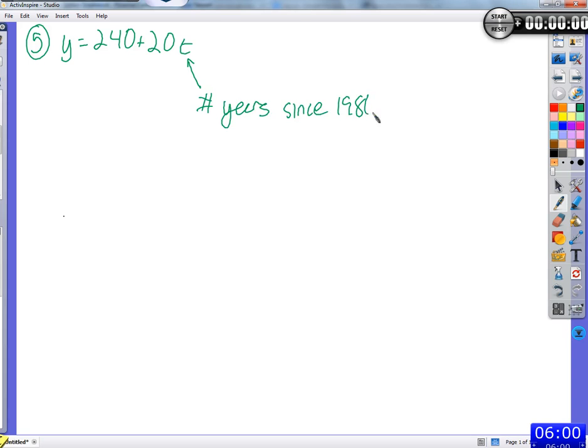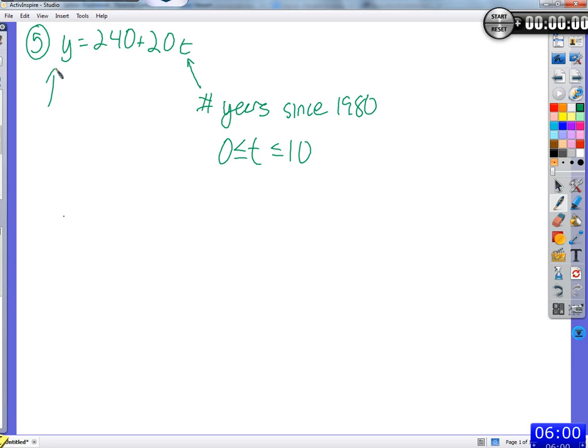since 1980, and Hildy has already told us that t is somewhere between 0 and 10. Why is that? Because it starts at 1980 and goes to 1990. There you go, that's 10 years. Okay.